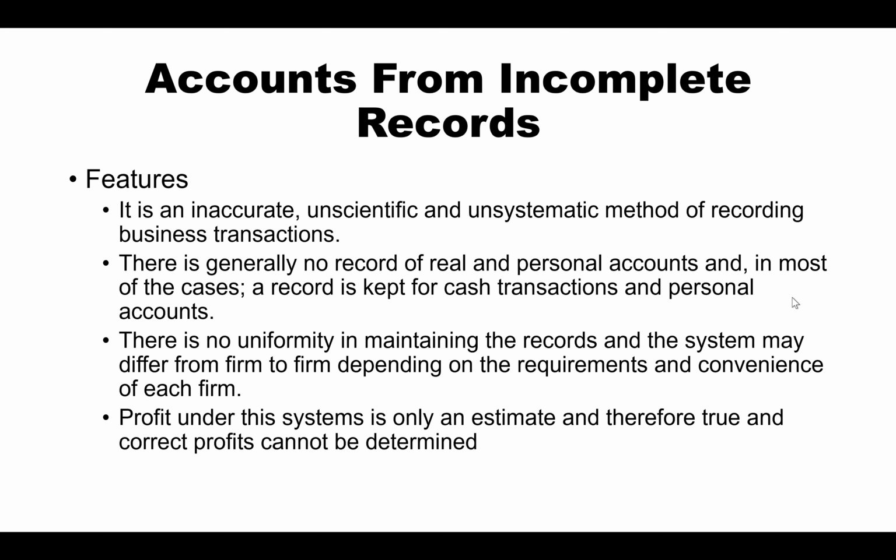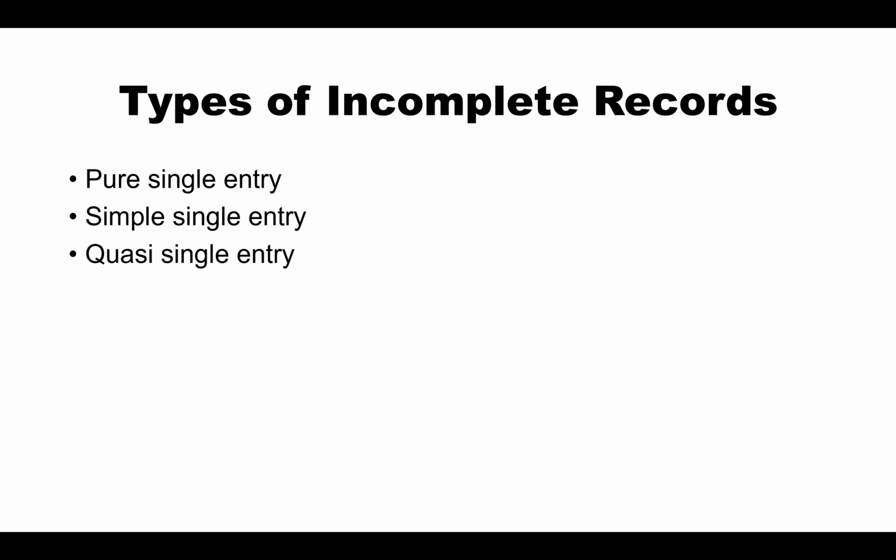So let's continue. We are going now to look at the types of incomplete records. We have a few. There is one referred to as pure single entry. In a pure single entry, only personal accounts are maintained, with the result that no information is available in respect of cash and bank balance, sales and purchases, among others. So it's only personal accounts that are maintained in a single entry.